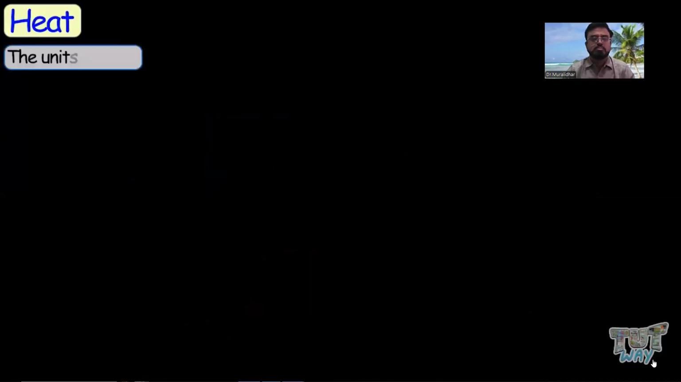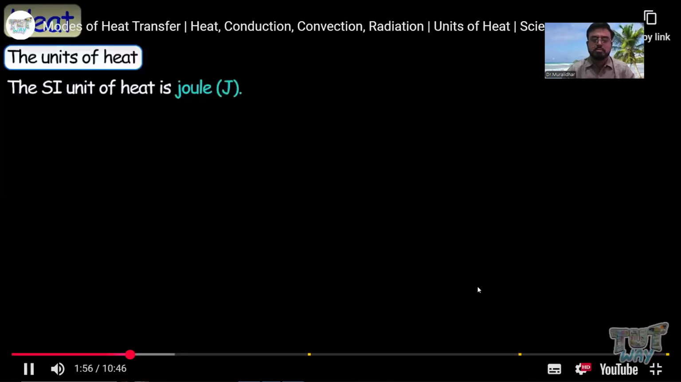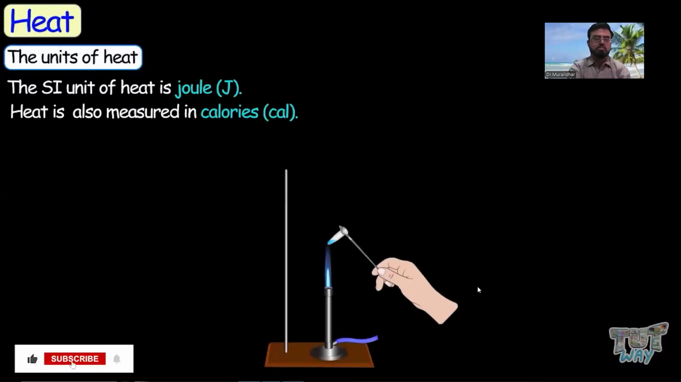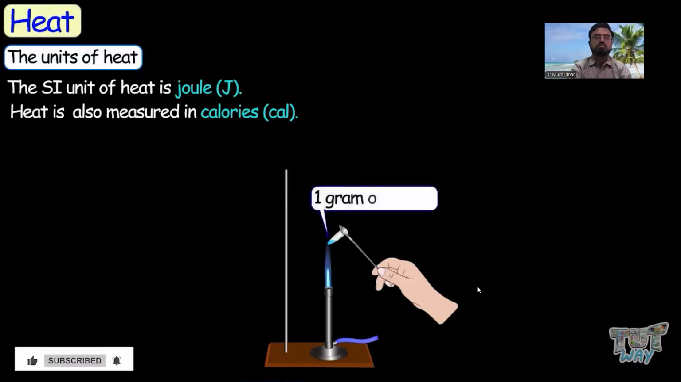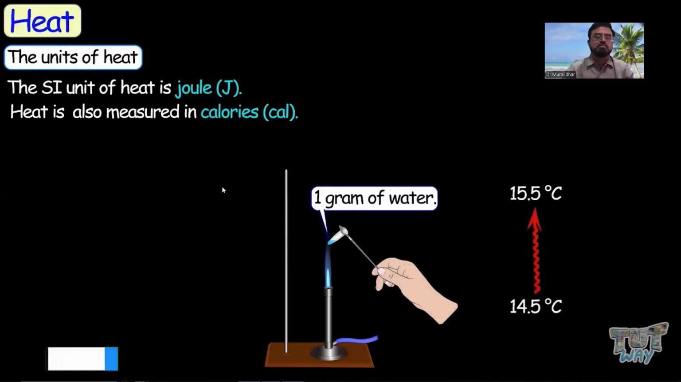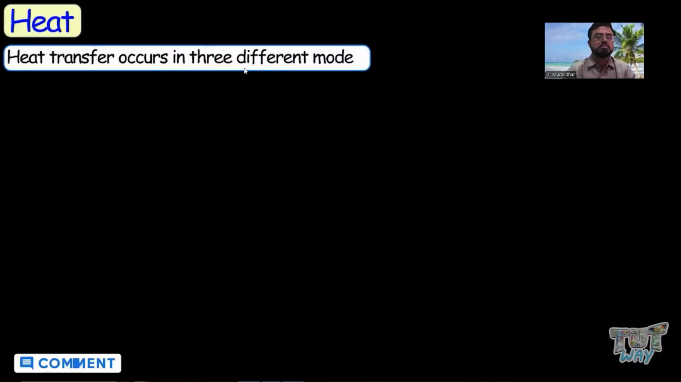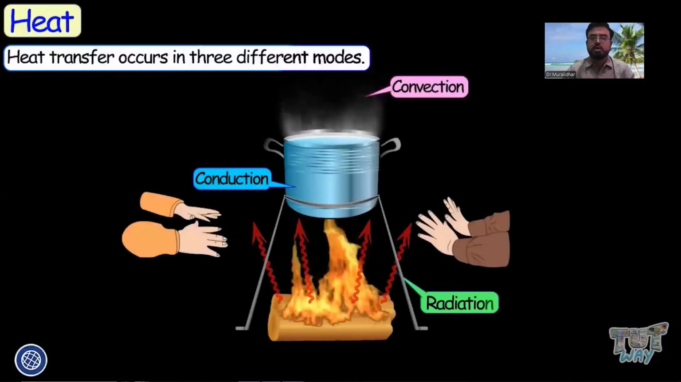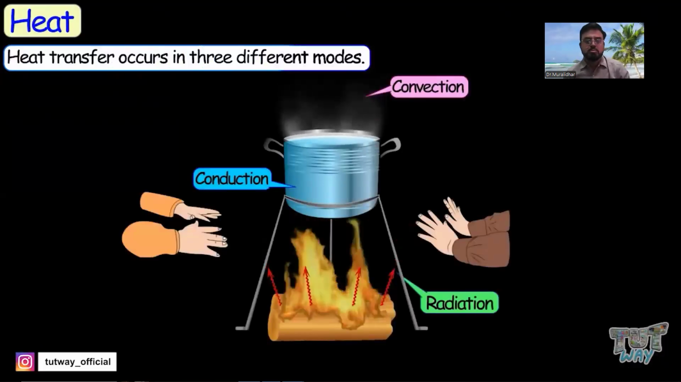Now let's learn the units of heat. The SI unit of heat is joule. Heat is frequently also measured in the calorie, which is defined as the amount of heat required to raise the temperature of 1 gram of water from 14.5 degrees Celsius to 15.5 degrees Celsius. Heat transfer occurs in 3 modes, which are known as the 3 modes of heat transfer: conduction, convection, and radiation. Now let's learn all 3 of them one by one.